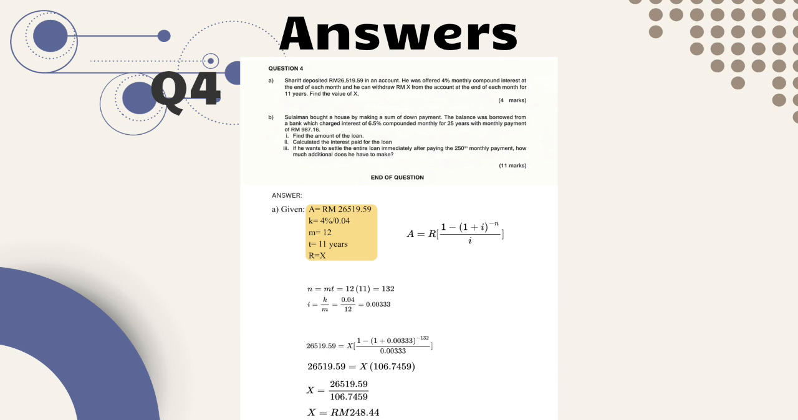So we can get the value of X by dividing 26,519.59 with 106.7459. And the value of X is 248 ringgit and 44 cents.